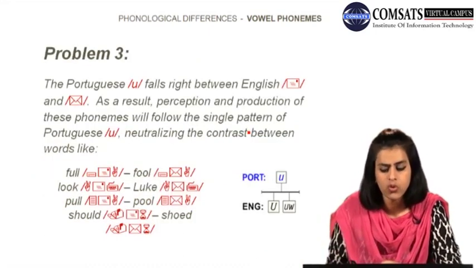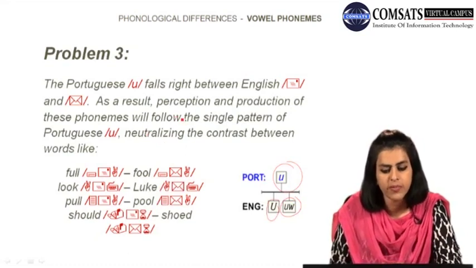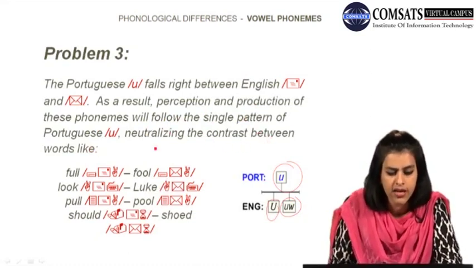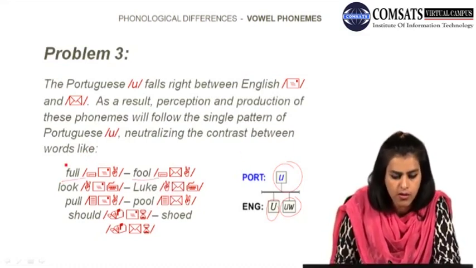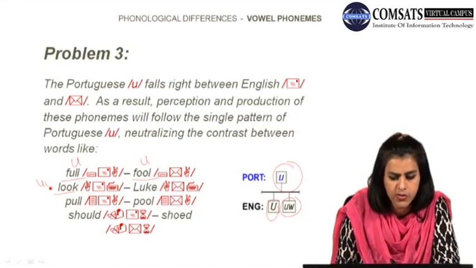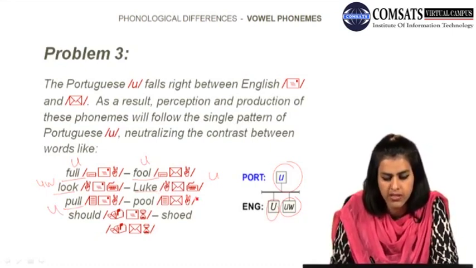The Portuguese U sound falls right between the English U and UA. As a result, perception and production of these phonemes will follow the single pattern of the Portuguese U, neutralizing the contrast between words like full and fool. Now, the full U sound would be replaced with the ul sound. Look would be replaced with a liuk sound, fool and liuk. Pull can be replaced with pool.